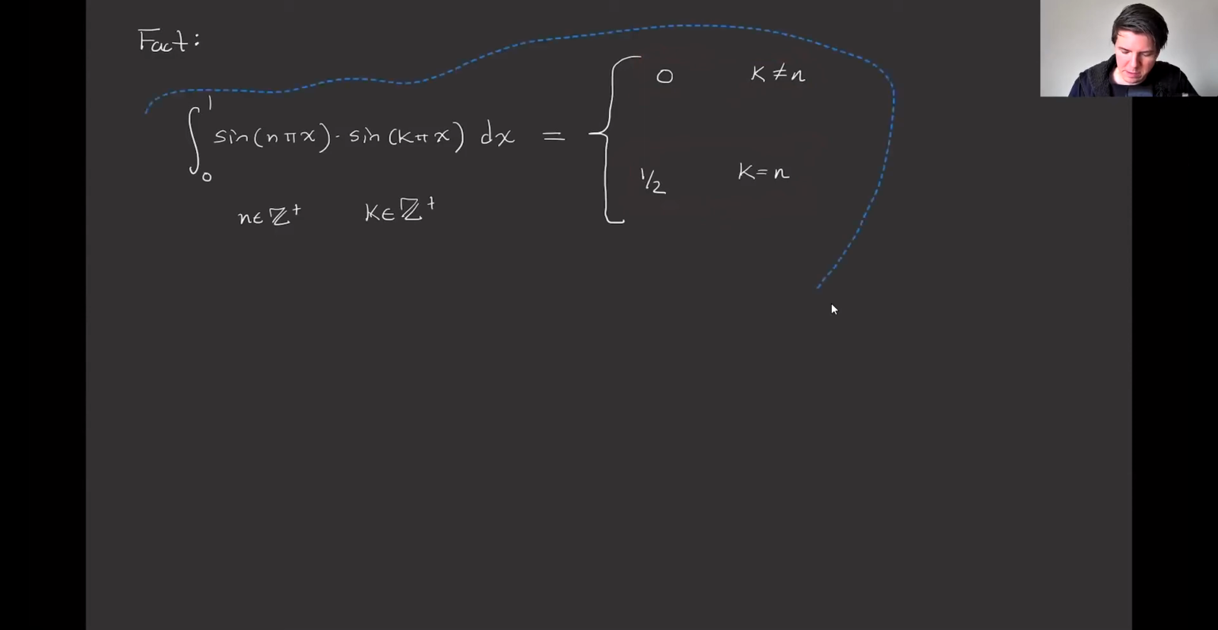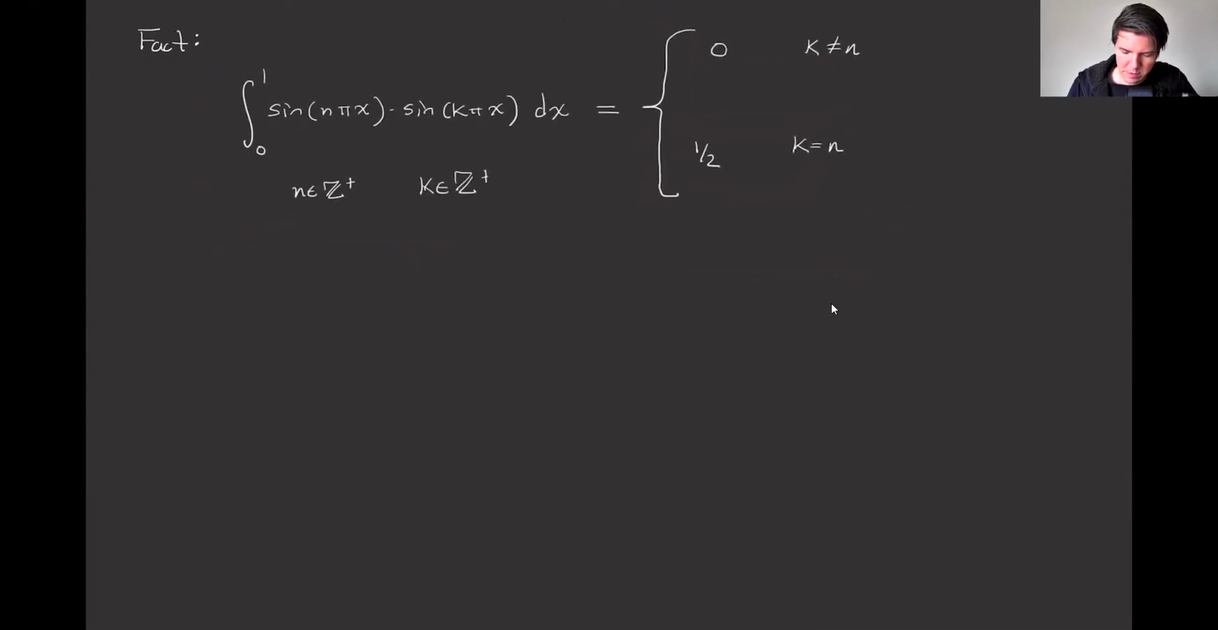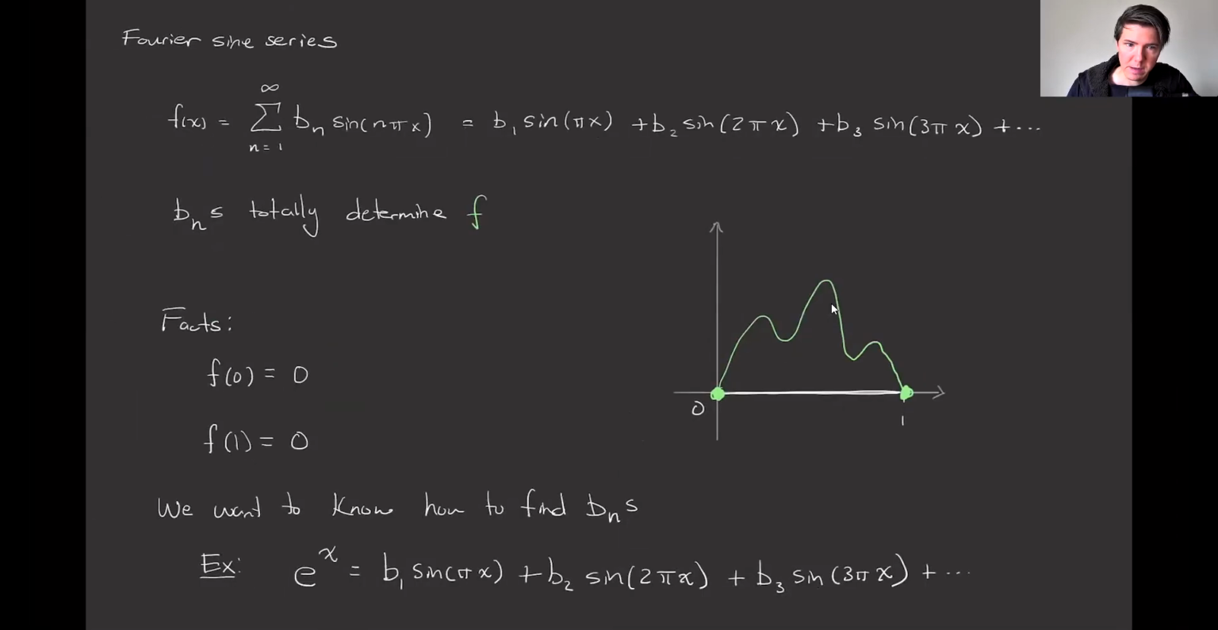Now that may seem a little contrived, or maybe not. It might not be clear why it's necessarily useful immediately. But we can use this fact to find out what the bn's should be. Remember, if I flip back, we really want to be able to determine what the bn's are, because if we do that, we can totally determine how to represent a given function that we care about in terms of a Fourier series.